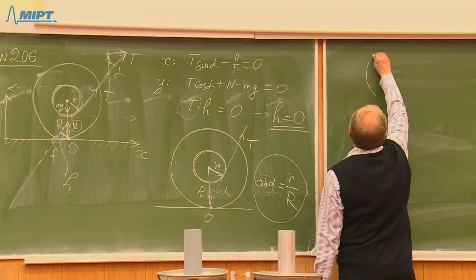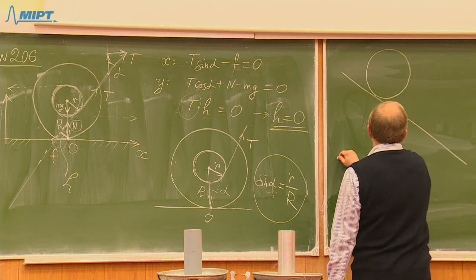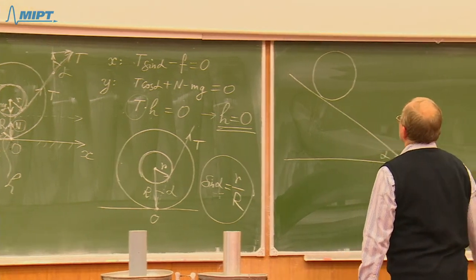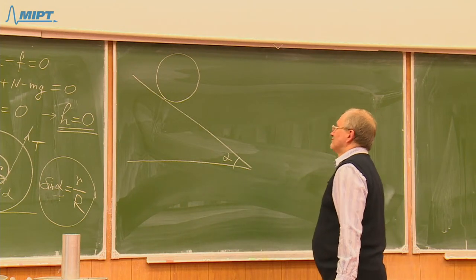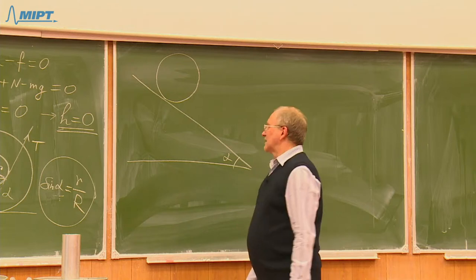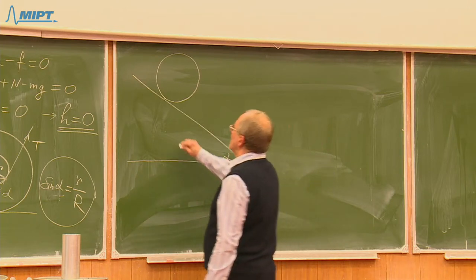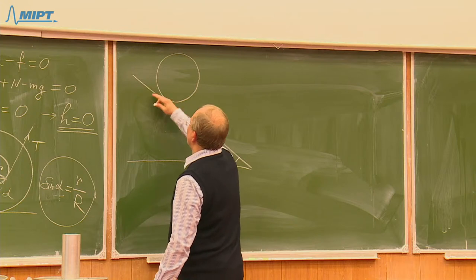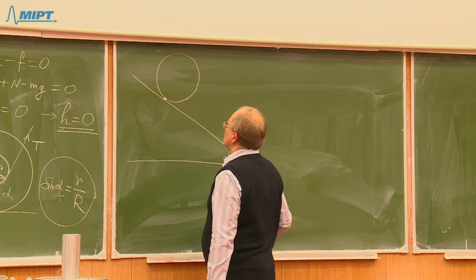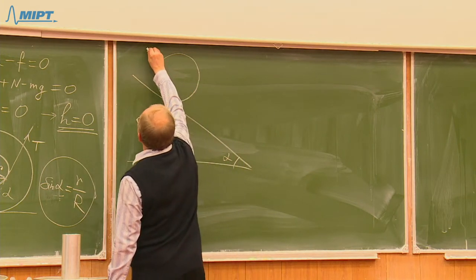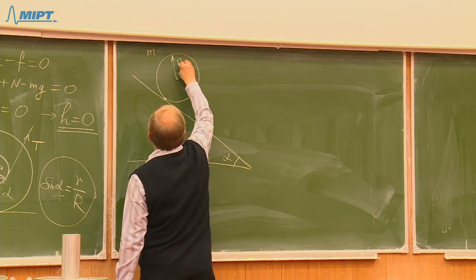So we have a cylinder and a slope such that the cylinder may roll down the slope. And we have to find, well, let us find the acceleration of the cylinder, if angle alpha is given, if we know that there is no slipping at the point of contact between the cylinder and the inclined surface, and also we know the mass of the cylinder and the radius of the cylinder.